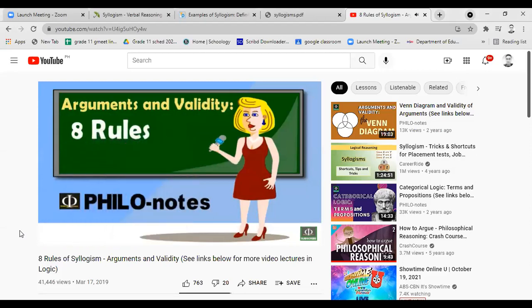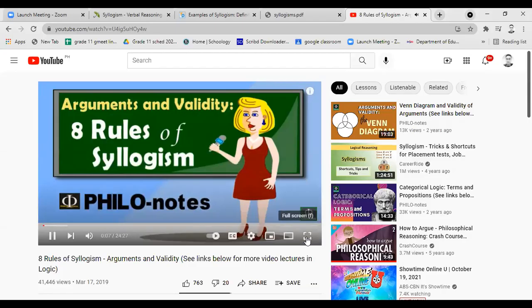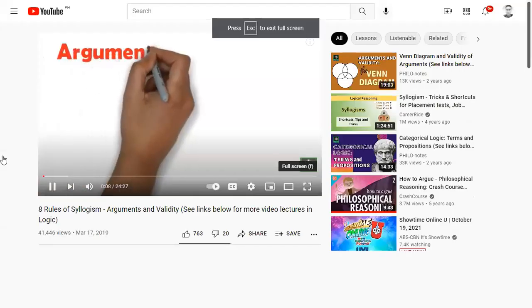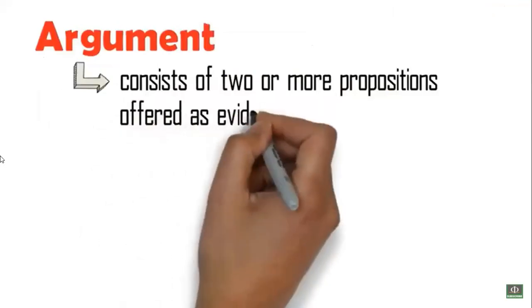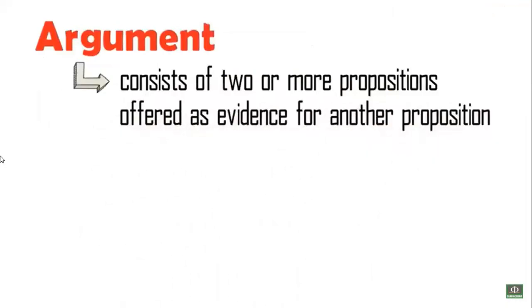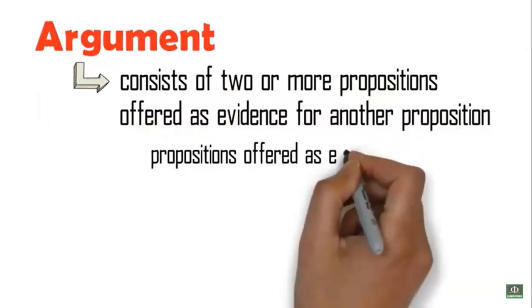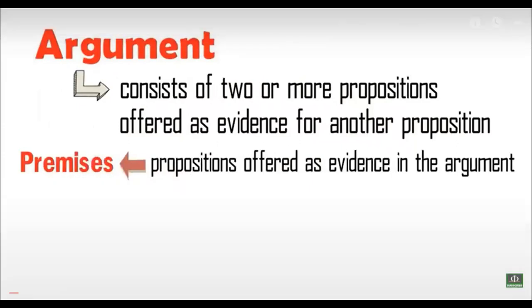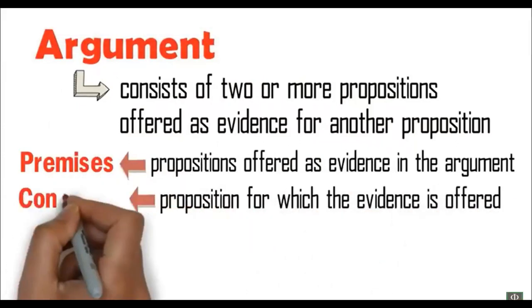What is an argument and how do we determine its validity? An argument consists of two or more propositions offered as evidence for another proposition. In logic and critical thinking, the propositions that are offered as evidence in the argument are called the premises, while the proposition for which the evidence is offered is called the conclusion.